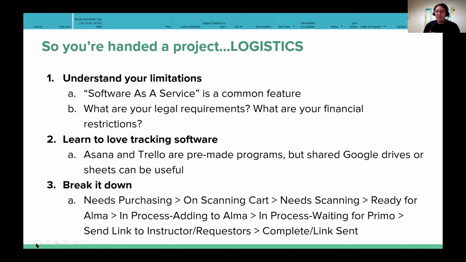Learn to use some tracking software. I like Asana. Trello is another really good one. We also heavily used shared Google Drives and Sheets. And then break it down. This list here is actually the steps that we went through to digitize each book. By having it broken down into very small pieces, we were able to get people to move things forward with very limited training.